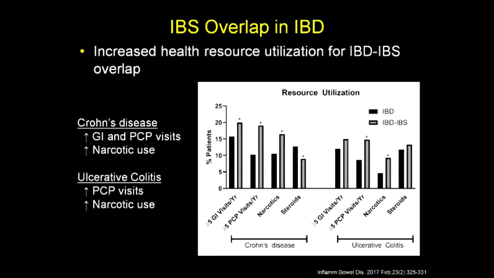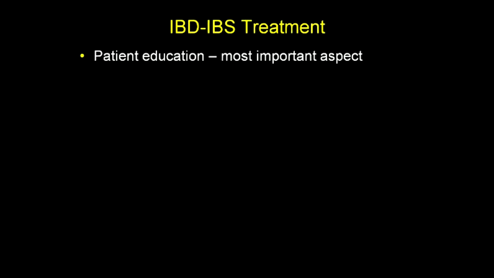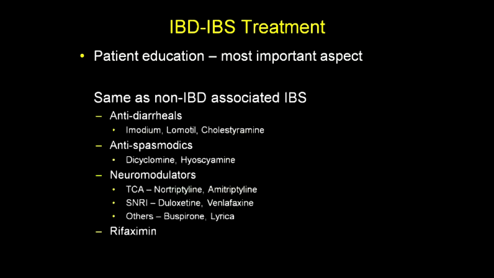And it's a big issue because these patients are more likely to come see their PCP. They're more likely to come see their GI provider. They're more likely to be on narcotics. And we all know there's a big push to try to minimize narcotic use in our population as a whole. So I think to treat this, the most important thing is education, education, education. It's not your IBD, it's something else. And then we do the same thing that we do for all of our other IBS patients, which is neuromodulators, antispasmodics. I know you guys are well versed in these treatments.